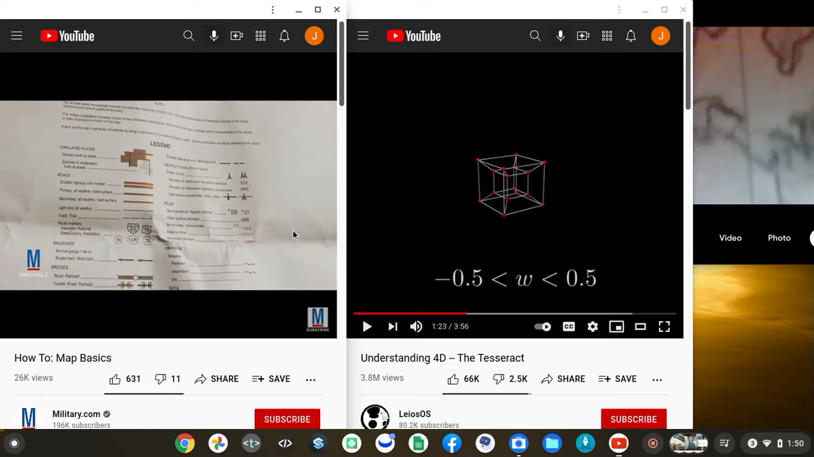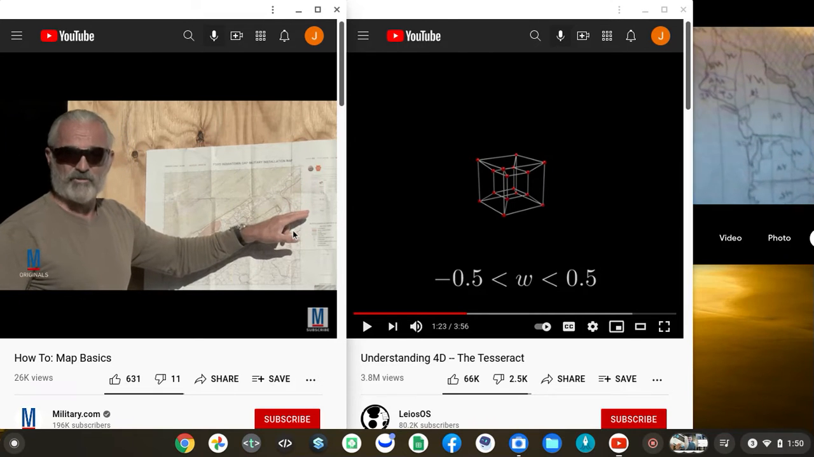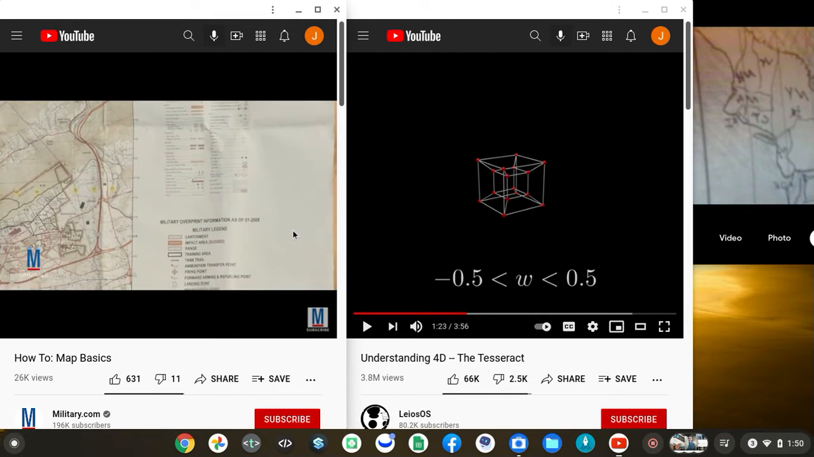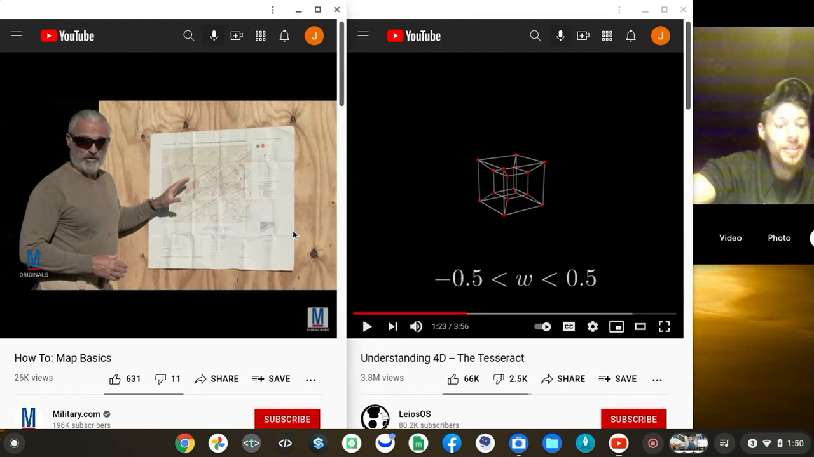legend. Buildings, churches, cemeteries, mines, active or inactive mines, power lines, railroad lines, etc. Military overprint information tells you where the impact areas are, which is a no-go. We don't go to impact areas.